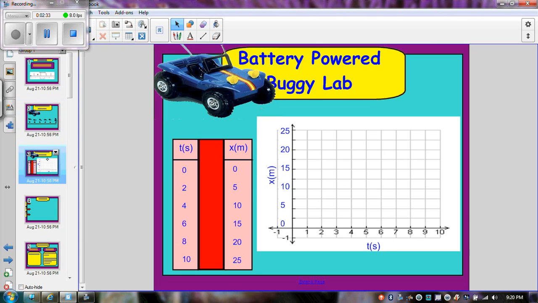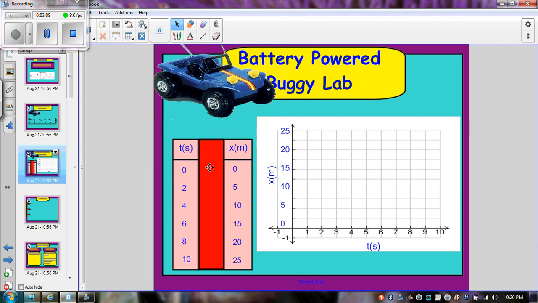So if we were to look at the data, let's go ahead and look at this sample data that we might get. On the left column right here is the time in seconds. 0, 2, 4, 6, 8, and 10 seconds, and the corresponding distances that they were. So at the 0 meter mark, I was at 0 seconds because that's where I was starting. Once the car had passed the 5 meter mark, that was 2 seconds. The 10 meter mark took 4 seconds. 15 took 6, 20 took 8, and finally 25 meters took a total of 10 seconds.